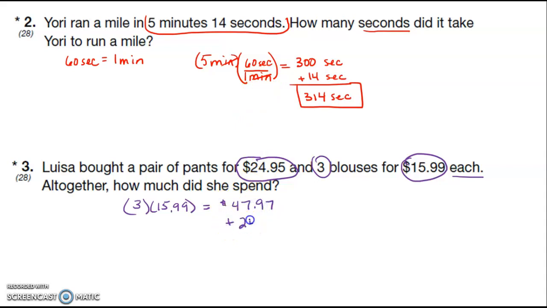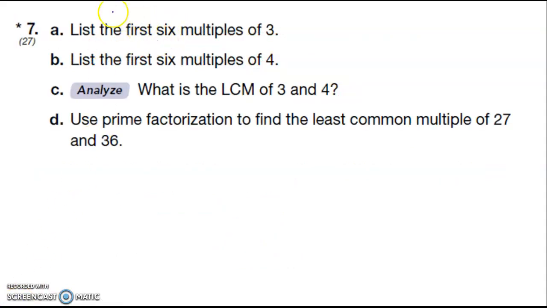And then I'm going to add what she spent for the pants, so plus $24.95. And total, she spent $72.92.